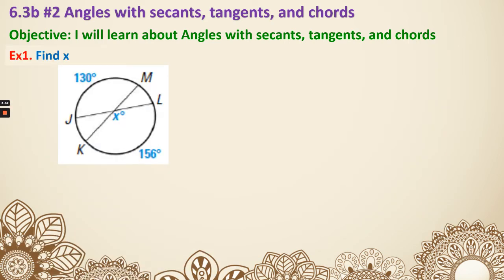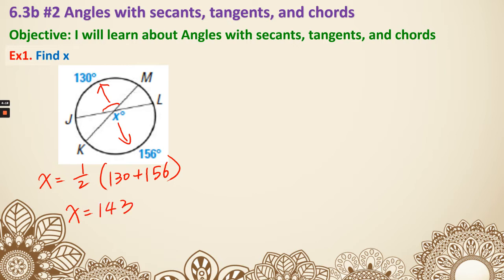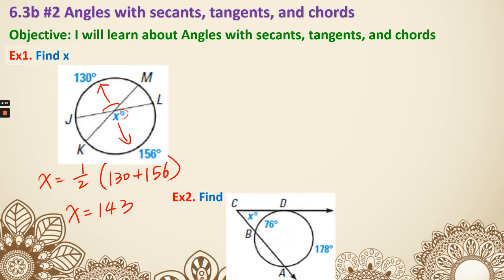Example 1. X is facing 156 degrees and its vertical angle is facing 130. So all we need to do is add them together, 130 plus 156, and do half of it. So that means my x is going to be 1/2 of 286, which is 143. You may notice I didn't write the degree symbol, well, because the question is giving you x degrees, so we don't need a degree symbol for x.